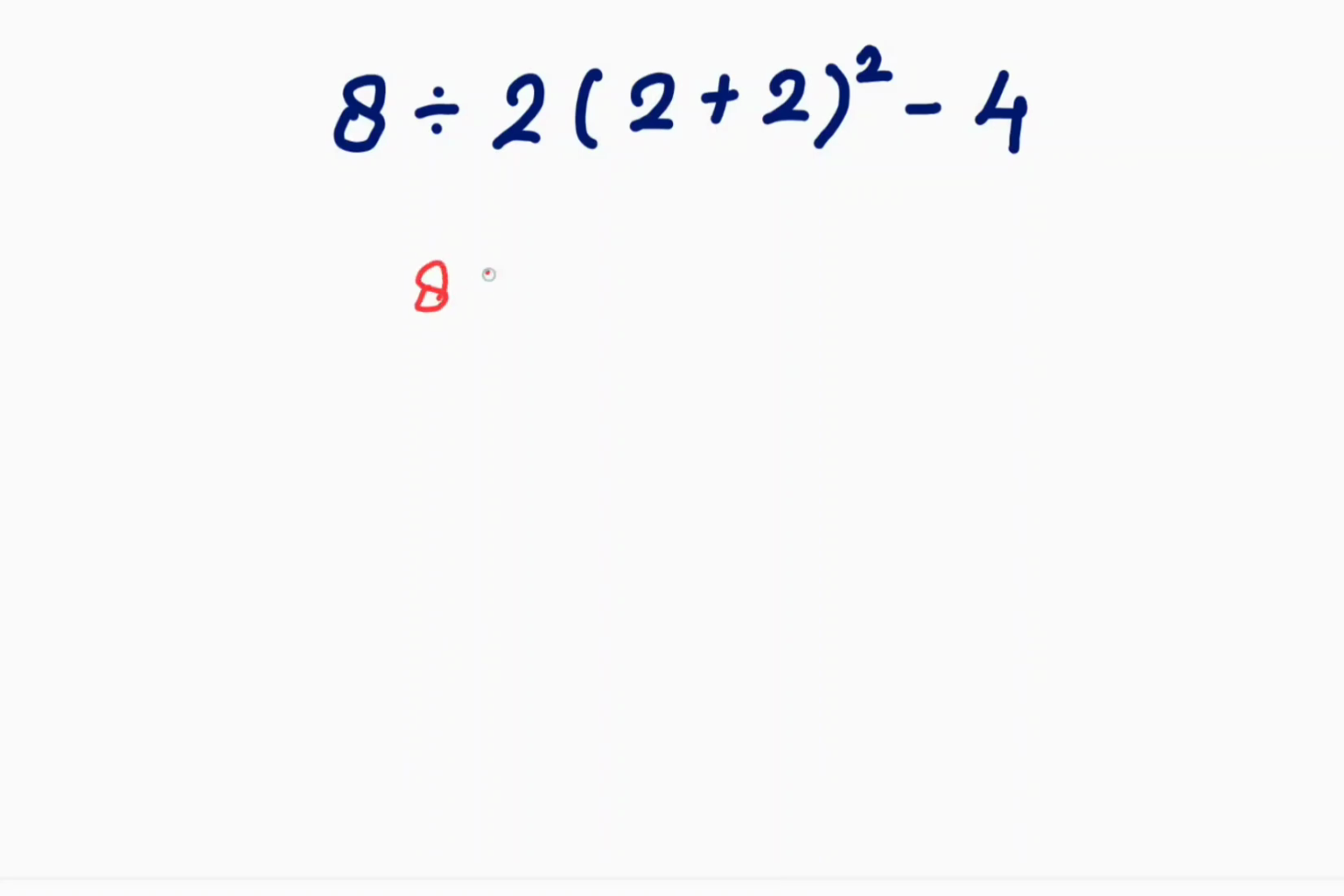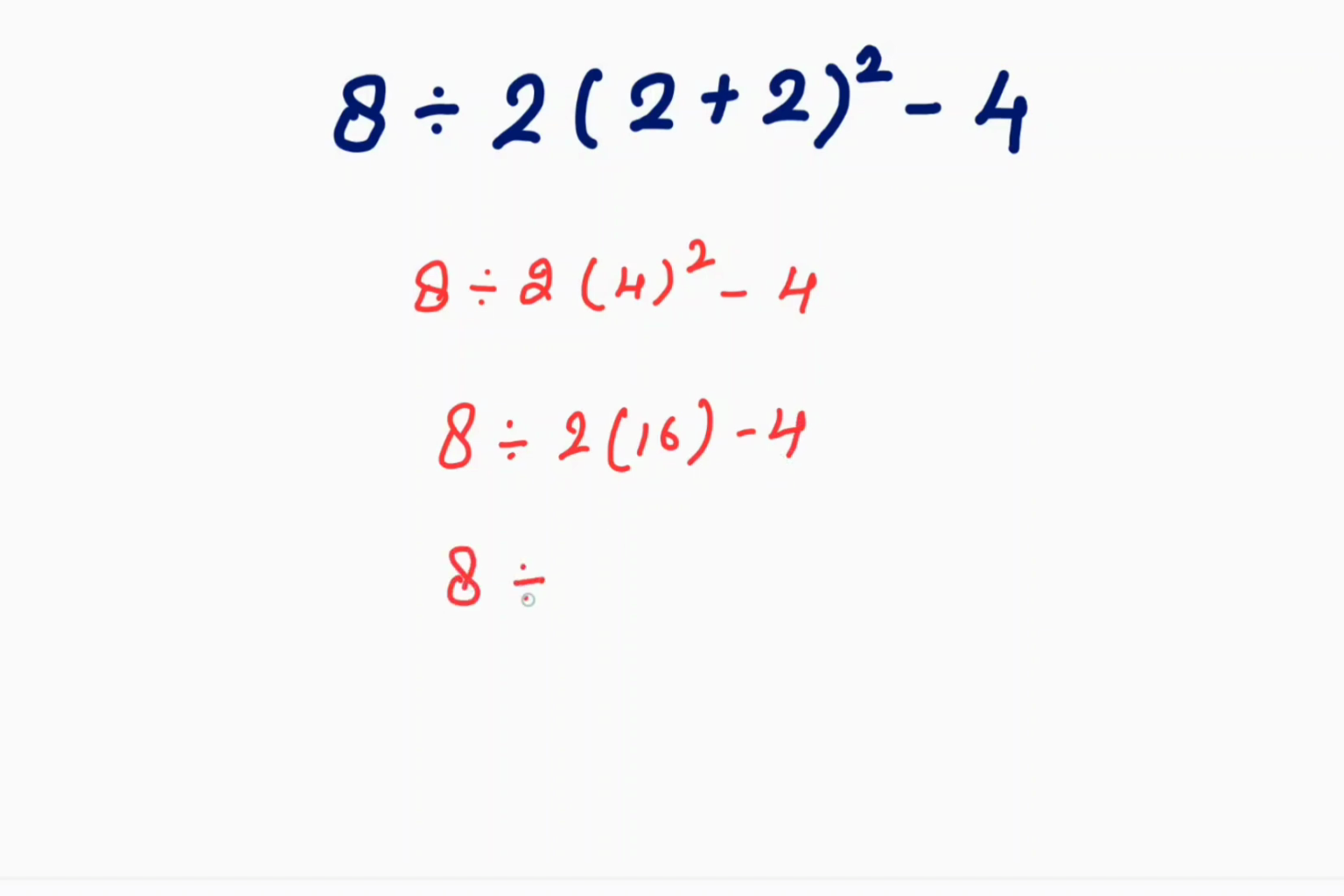Let's solve this using the traditional method. 8 divided by 2 into 2 plus 2, 4 square minus 4. This becomes 8 divided by 2 into 16 minus 4. We have 8 divided by 32 minus 4. 8 divided by 32 becomes 1 by 4 minus 4, which gives minus 15 by 4, which is incorrect.